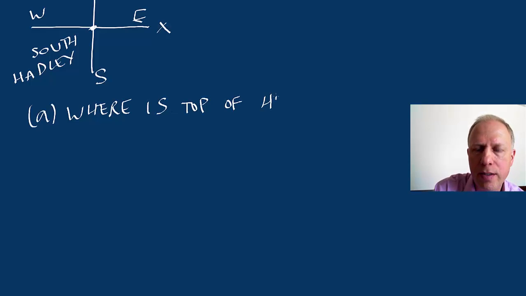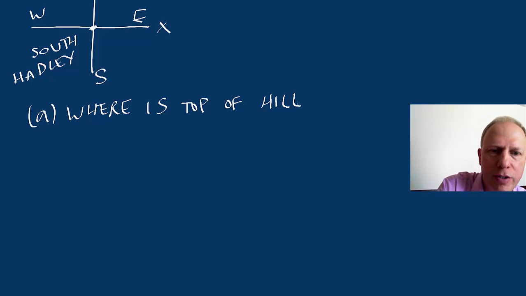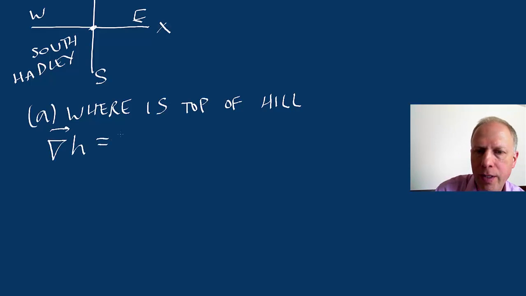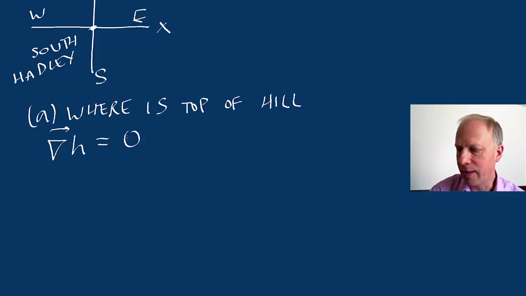The top of the hill is a local maximum in the function h. We should look for the point where the gradient of h is 0. That would tell us that there is no direction you could walk from that point that would result in an increase in h.